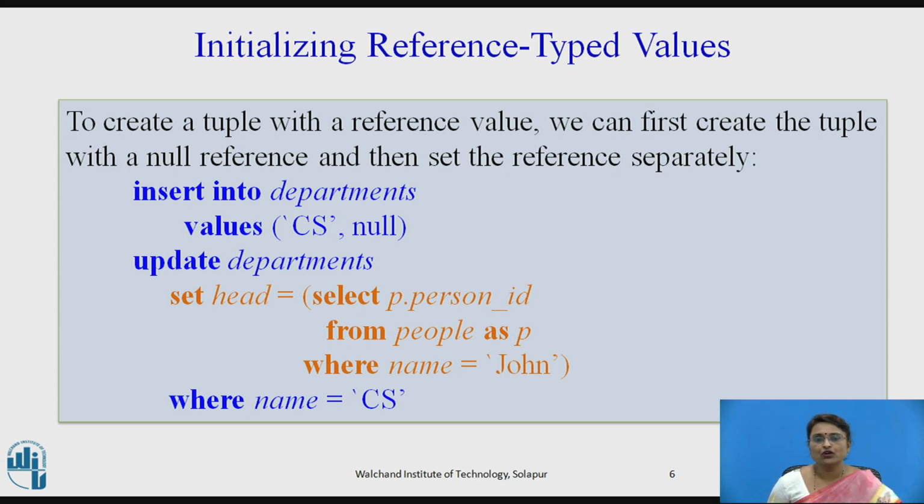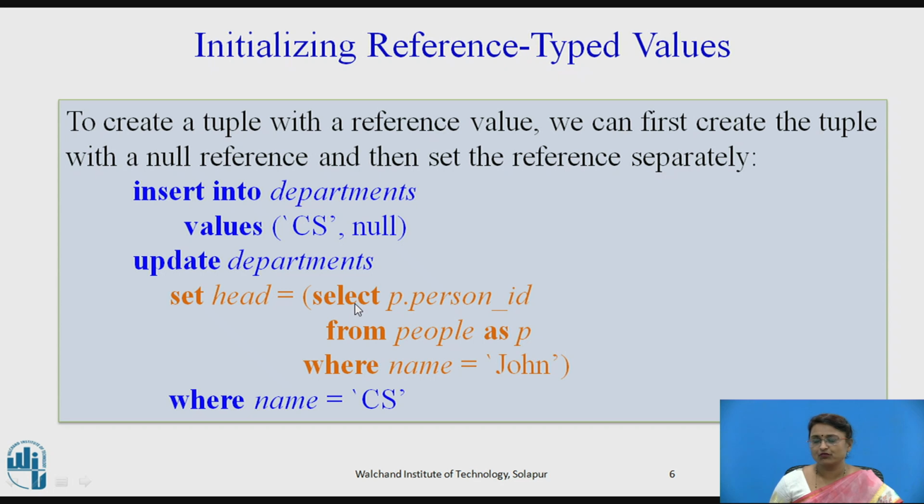And if we want to point that to some other relation table's information, in that case we write a query called update. So update departments, we are updating the same data here. Set, we are setting the reference, and what is that reference? Head is the reference, equal to, and we are selecting the information from another table, and that table is people. So the tuple of the people table is referenced by the head reference variable in this departments table.